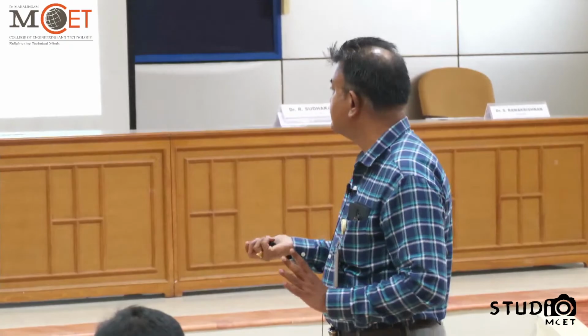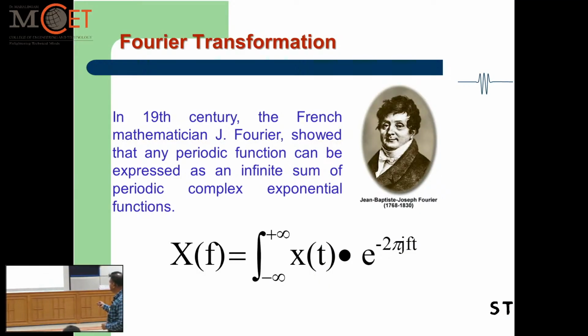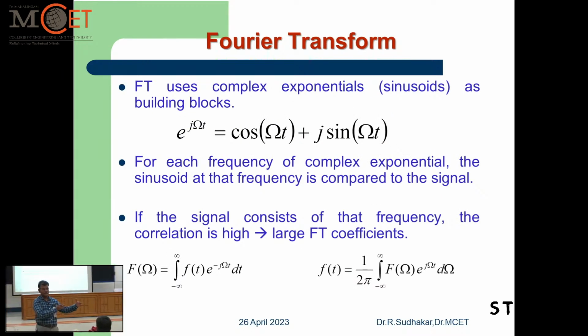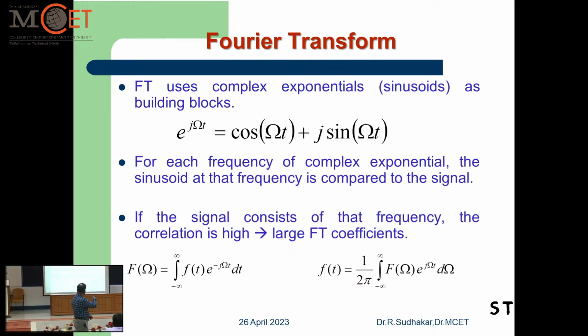Even after centuries, we are following the same principles. Whenever a periodic signal is available, I can express it using two orthogonal signals, one may be sine, another one may be cosine. Obviously, e power j omega t, I can express as cos and sine. This is what I told earlier. We can express using cos, you can express using sine. This is forward and this is your inverse transform.